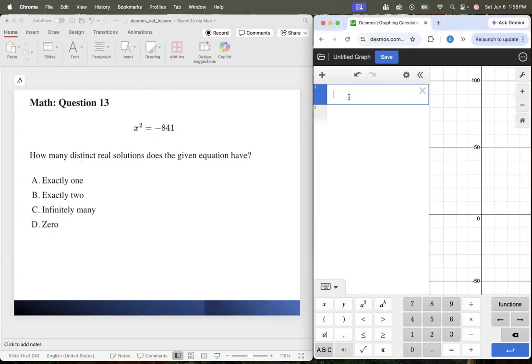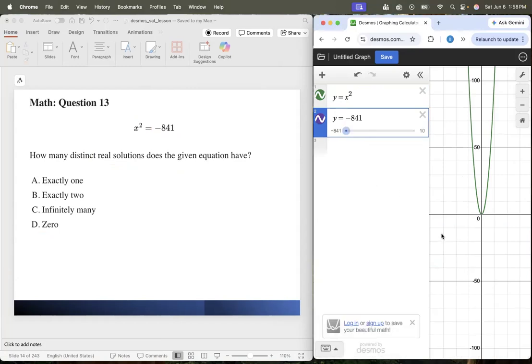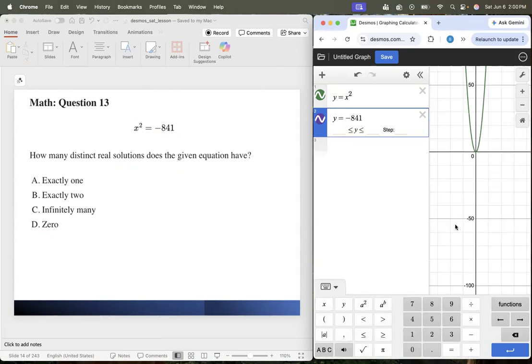You can check your answer choice in Desmos and say, okay, y is equal to x squared. Boom. You have your graph. Well, y is equal to what? Minus 841. And where is my slider? You see, the graph is gone.